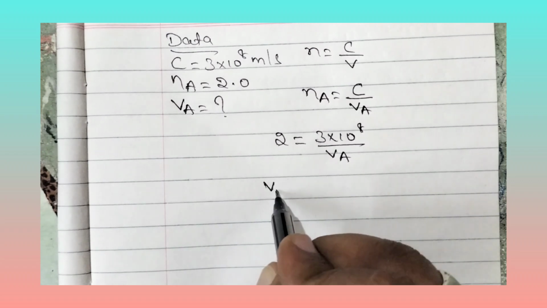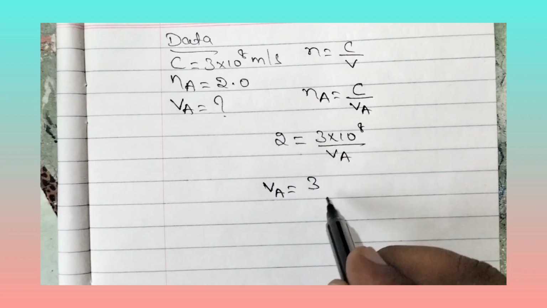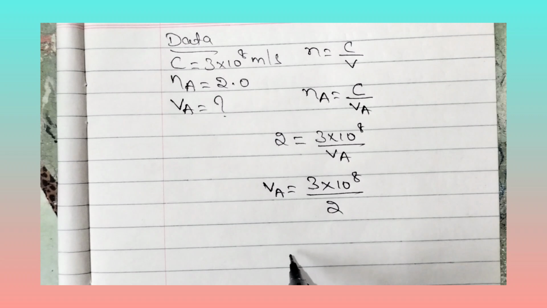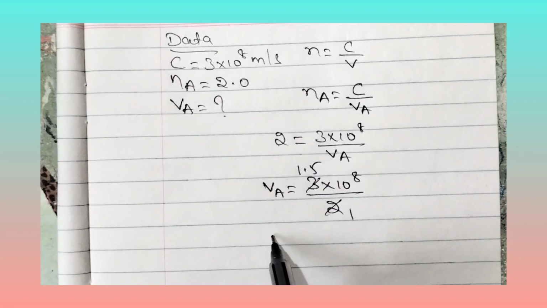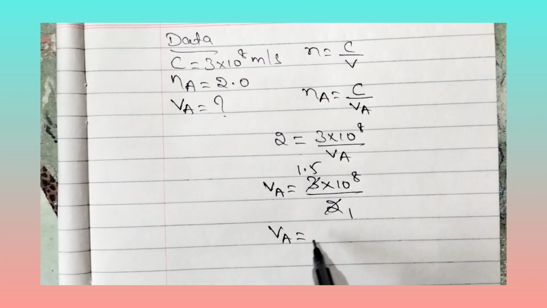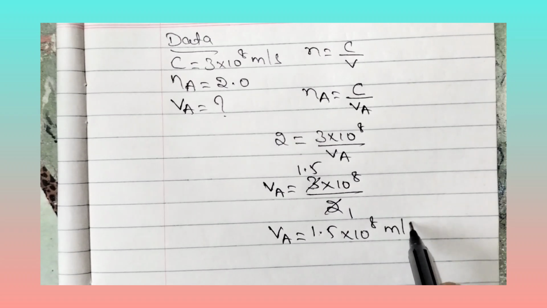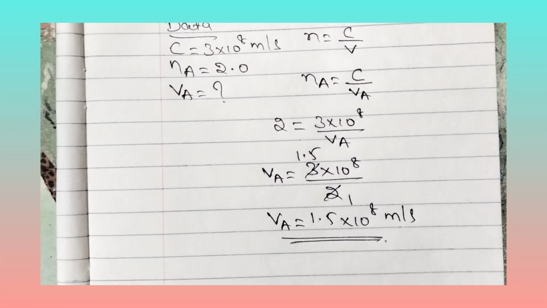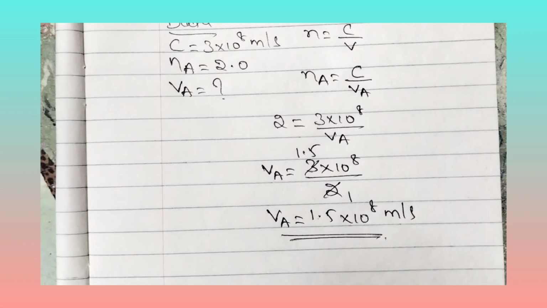So the speed of light in medium A is equal to, you shift here and you bring 2 to the denominator, 3 into 10 to the power of 8 divided by 2, 2 ones are 2, 1.5. So the speed of light in medium A is equal to 1.5 into 10 to the power of 8 meter per second. So this is the speed of light in medium A. Next, let us move to question number 5.